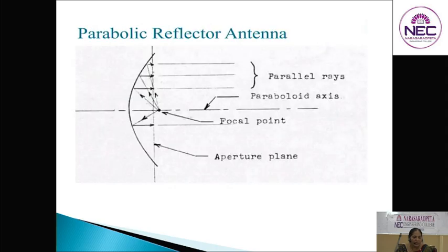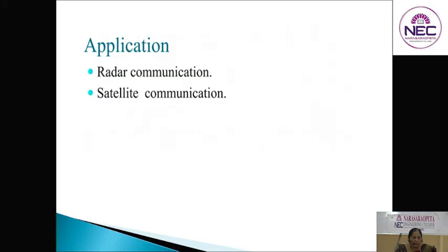This is the construction and the working principle of the parabolic reflector antenna. Here we are using two antennas, the primary antenna and the secondary antenna. For the primary antenna, we are using the horn antenna, and for the secondary antenna we are using the parabolic reflector antenna. All the parallel rays are concentrated on the parabolic axis, and here we are taking the focal point and aperture plane also. Applications of the parabolic reflector antenna: for radar communication we are using it, and for satellite communication also we are using the parabolic reflector.